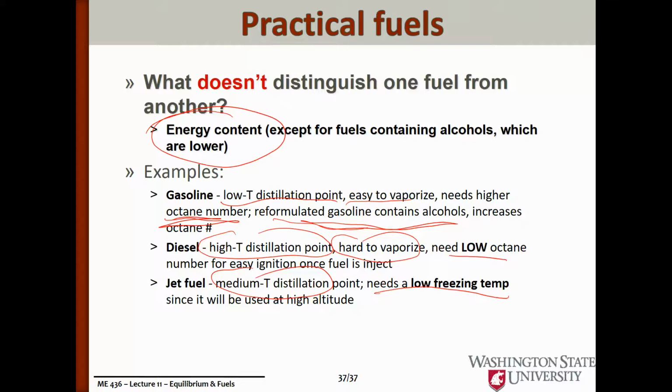So that concludes my talk on fuels and equilibrium today, both very important topics, and we'll spend some more time on these in class. Thanks for listening.